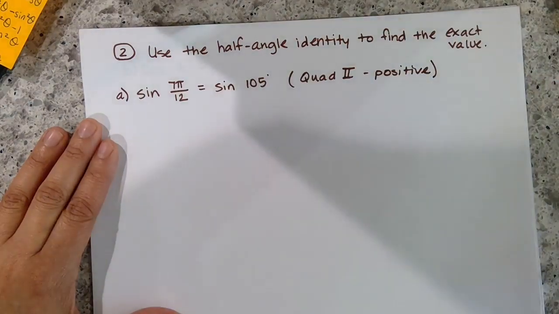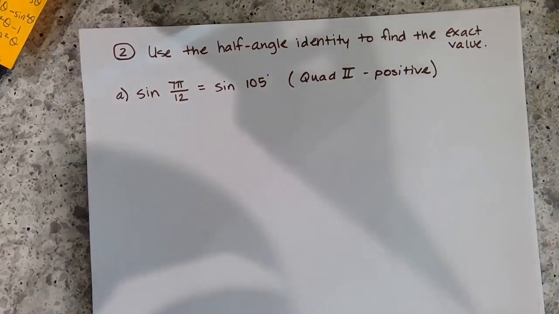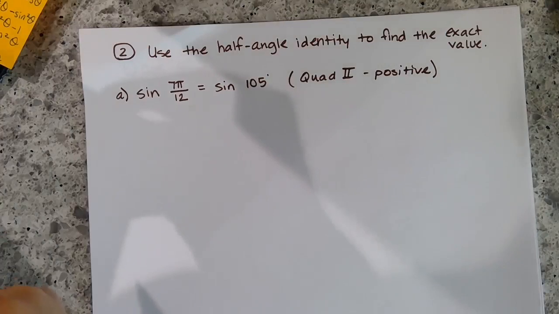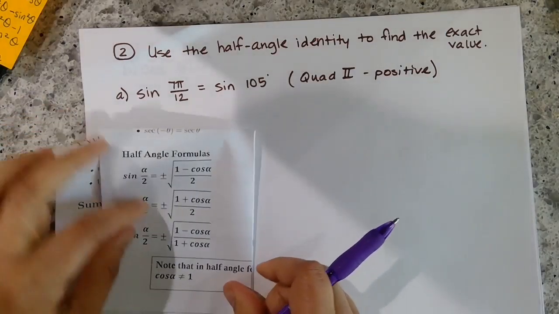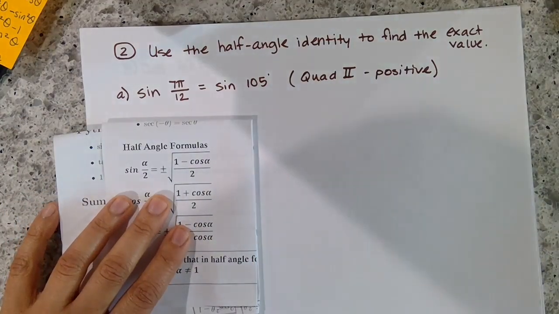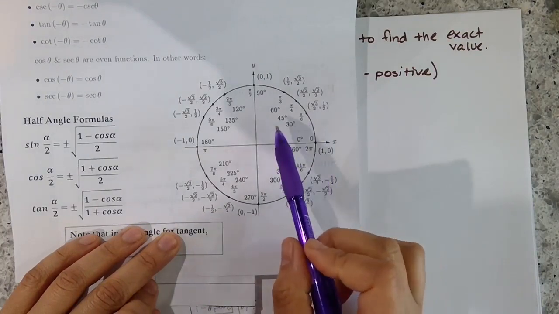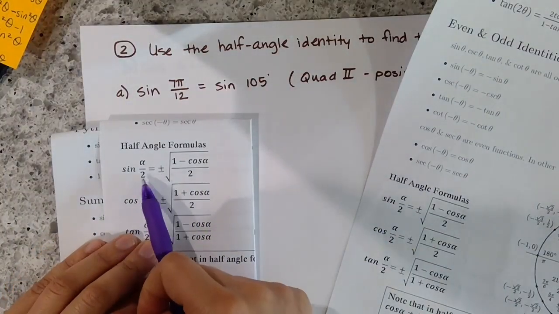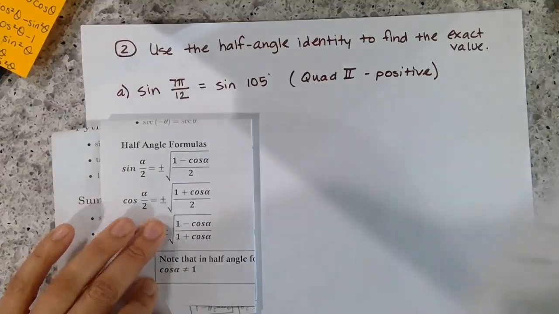Which makes your final answer positive. So then I'm going to go down to my formulas and just plug all this information in. So I have to find sine of 105, but there isn't 105 on my unit circle. So if I'm looking for 105, what angle can I take half of to give me 105? Very good, 210. So we're going to use the angle 210.